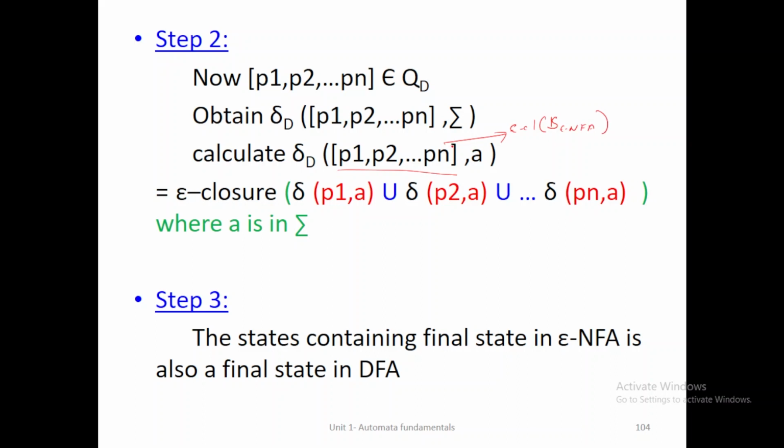A DFA state should be written within square brackets. We already know the problem of conversion of NFA to DFA. The same procedure is applied. In that problem, DFA states were represented within square brackets, so the same thing will be used here. How can you calculate it? By the extended transition formula, epsilon closure of tilde of those values, where this A is the input symbol in sigma. Then we should calculate all the resultant values.